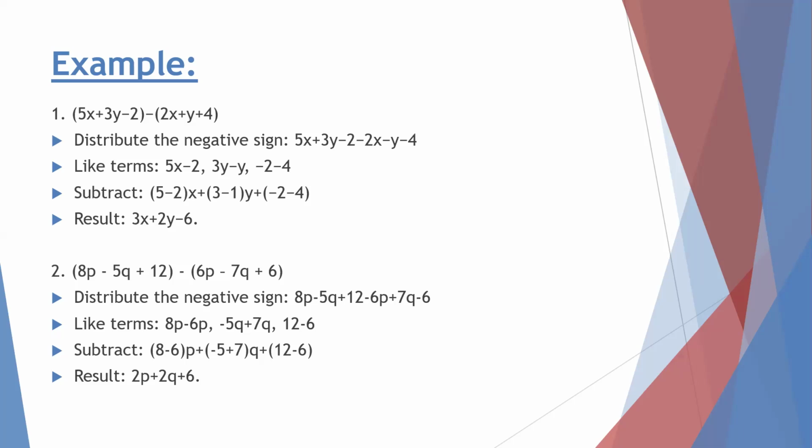So make sure you understand very well about the signs and don't make silly mistakes regarding the signs. Correctly solve the questions. We'll again repeat the steps. First is to distribute the negative sign. Second is to bring the like terms together. Third is to subtract. And last will be the result, writing the final answer.